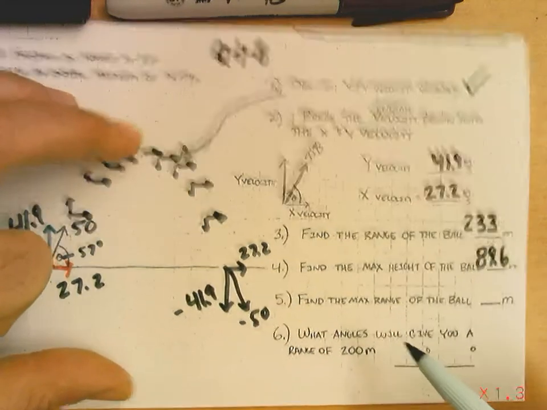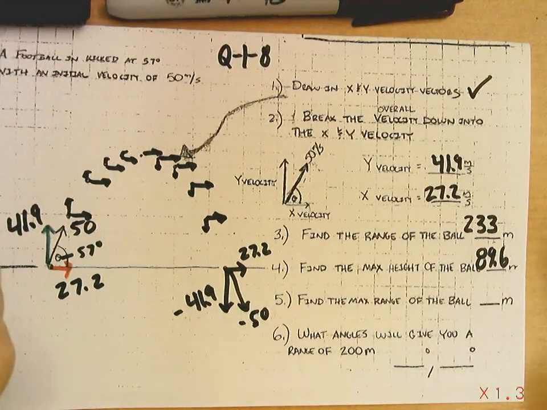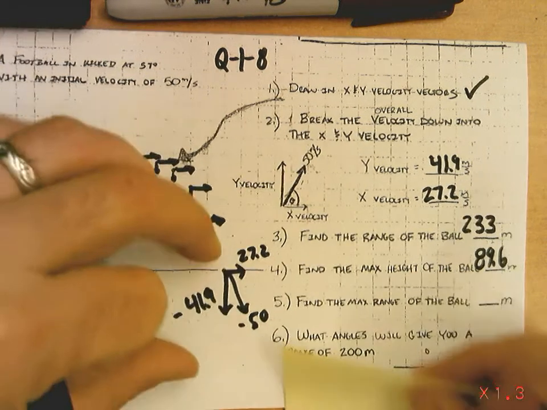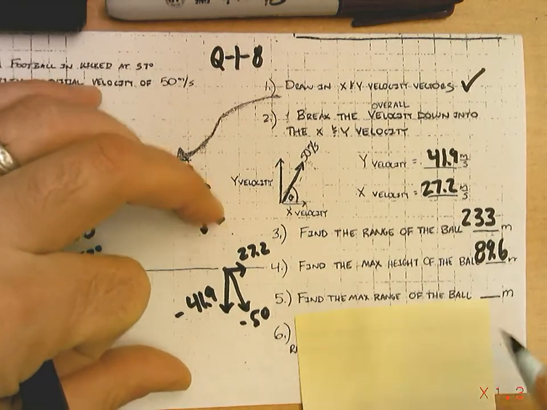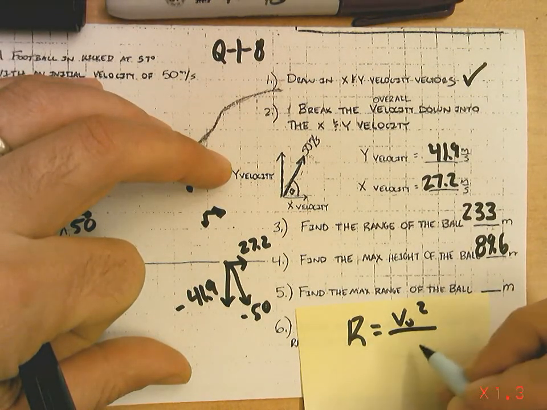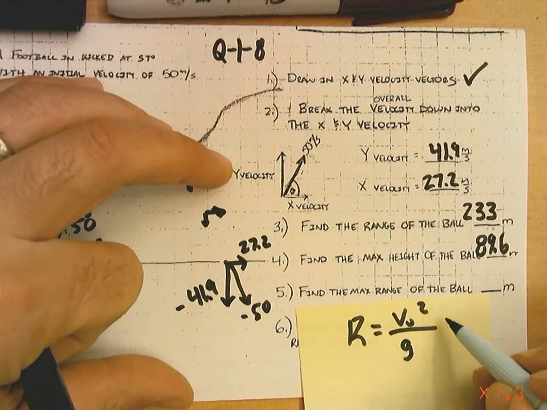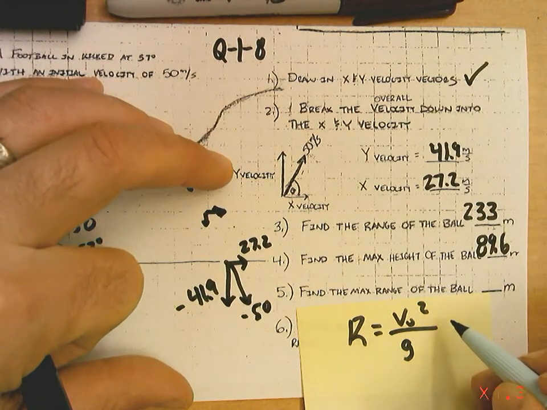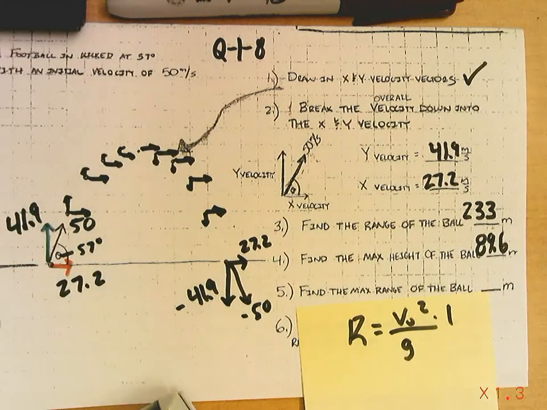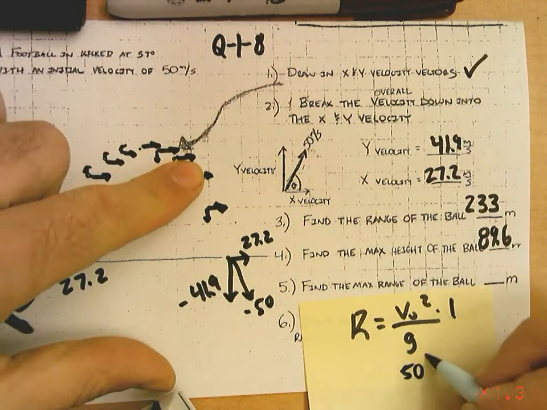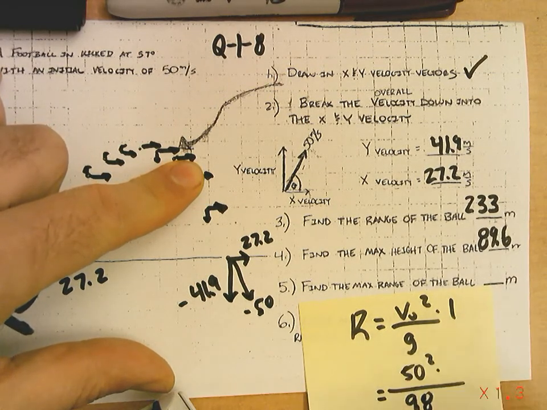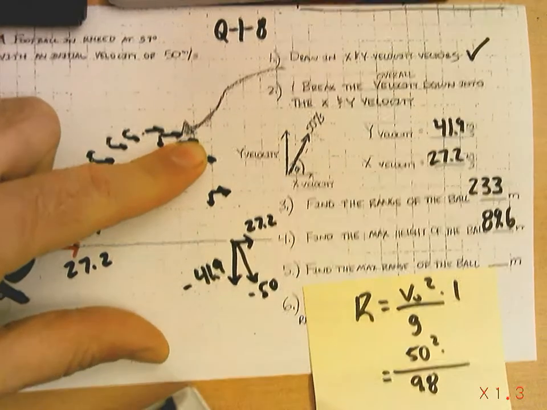Max range of the ball. So what we do, rather than launching at 57, what we want to do is launch it at 45. And when you launch it at 45, that changes up our range equation. Now all we have to do is take V naught squared and divide by g. That's because the sine of 2 times 45 is the sine of 90, or 1. So all that basically becomes 1. So it's still being launched at 50. So we're going to say 50 squared, and now we're going to divide by 9.8, and that's going to tell us exactly what the maximum range at 45 degrees was.